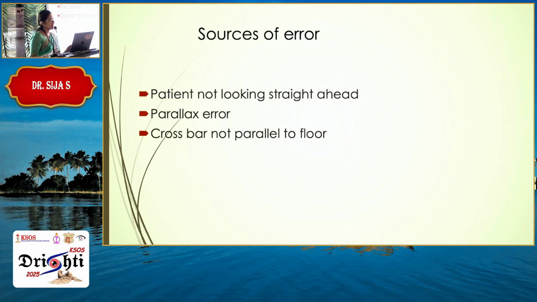But the sources of error commonly in these exophthalmometers are: the patient not being cooperative or not looking straight ahead, then parallax error, and the crossbars not being parallel to the floor.